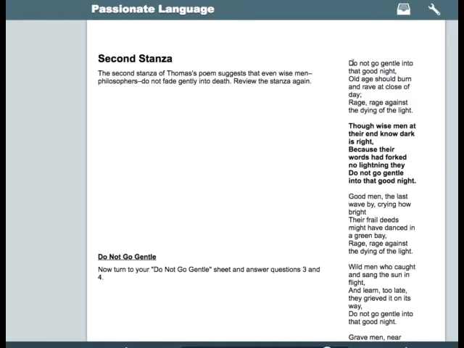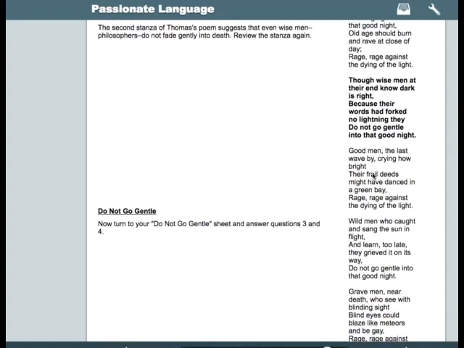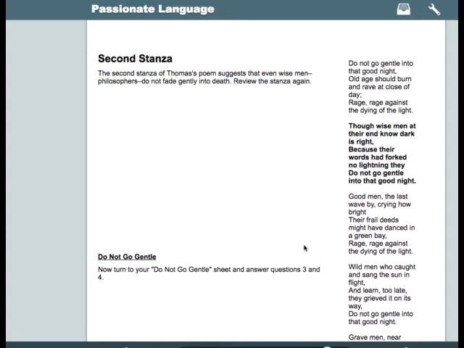And here, of course, I don't know why it's so weirdly formatted here, but it's right here. The wise men at their end know dark is right, because their words had forked no lightning. They do not go gentle into that good night. And this is talking about wise men, philosophers, technically, who don't fade gently into death.